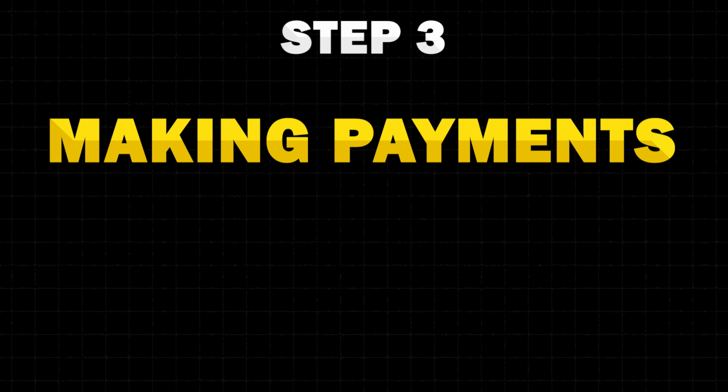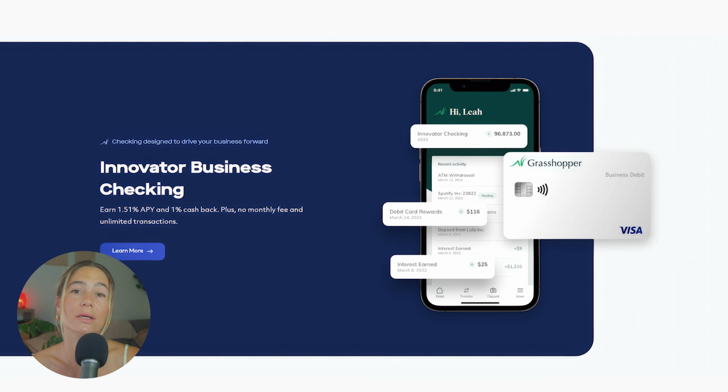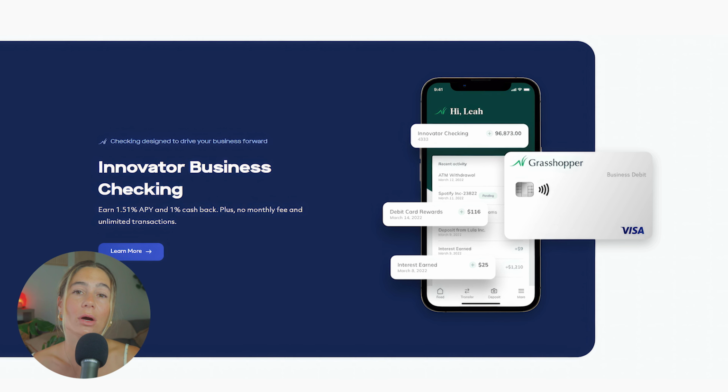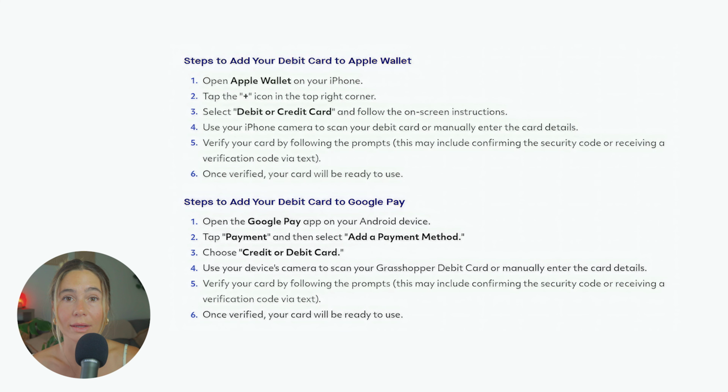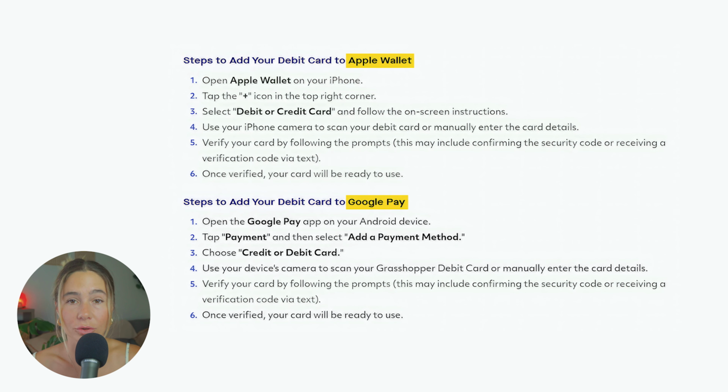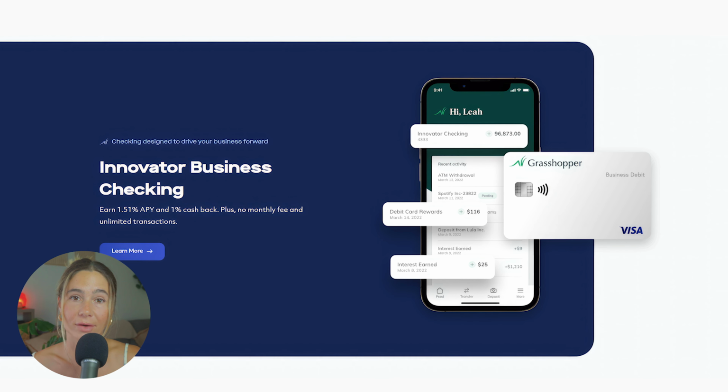Step number 3, making payments and managing expenses. Grasshopper provides a business debit card linked directly to your checking account. You can use this card in store or add it to your digital wallet like Apple Pay or Google Pay for mobile transactions. It's a real debit card that functions just like what you're used to, but with some added benefits.